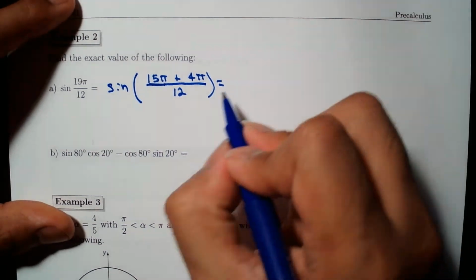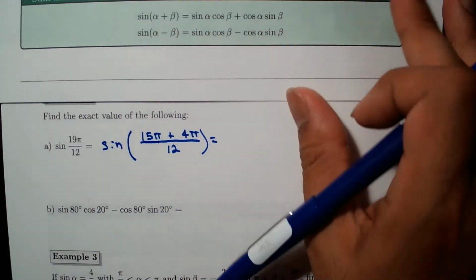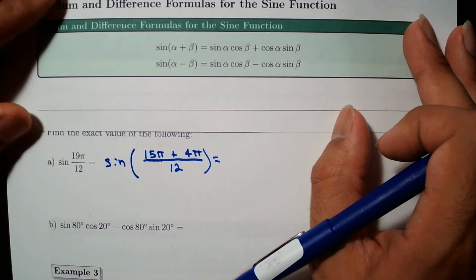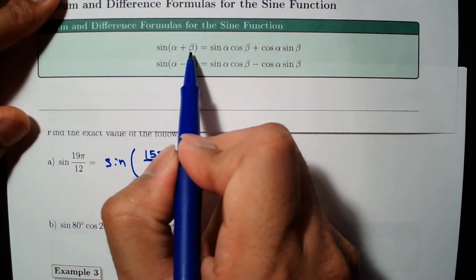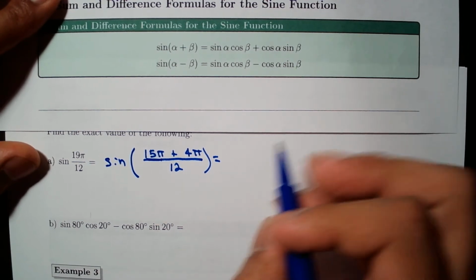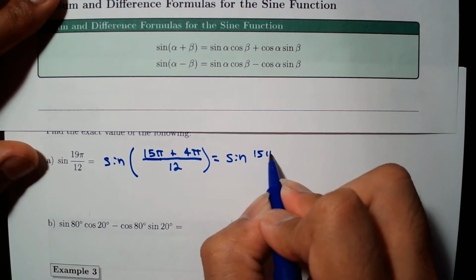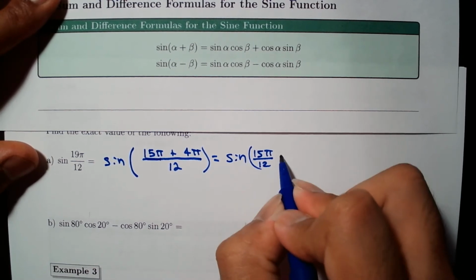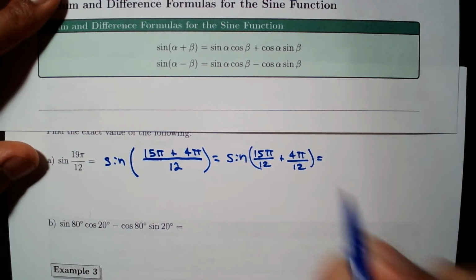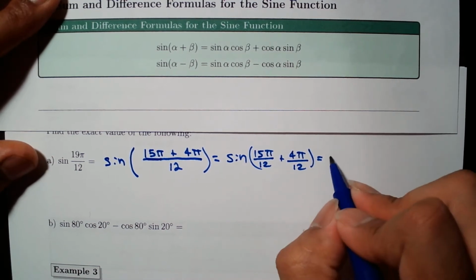All right. So let's use the sine formula for this. Let me put it up here. Sine of alpha plus beta is sine alpha cosine beta, plus cosine alpha sine beta. First, I need to establish what alpha is and what beta is. So this is sine of 15 pi over 12 plus 4 pi over 12. Okay, this reduces to 4 pi over 4.